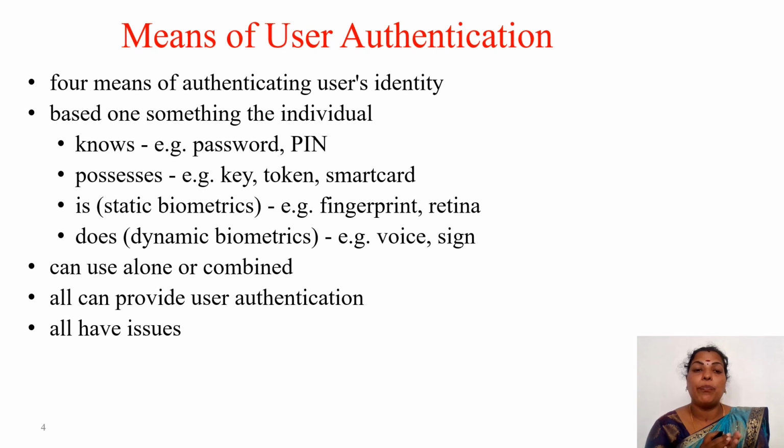Then there is something the user possesses, such as a key, a token, or some cards. Nowadays electronic cards are there, so smart cards are things users possess. Another is static biometrics, such as a fingerprint or the retina. Then there are dynamic biometrics, like voice or signature. So these four things are used to authenticate the identity of the user: something known, something possessed, static biometrics and dynamic biometrics.